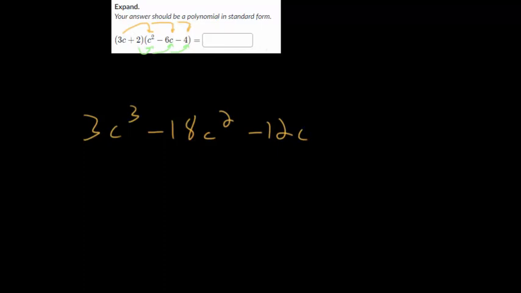Then we do the 2. So plus 2 times c squared, so plus 2c squared. And then 2 times negative 6c would be minus 12c. And 2 times negative 4 would be minus 8.